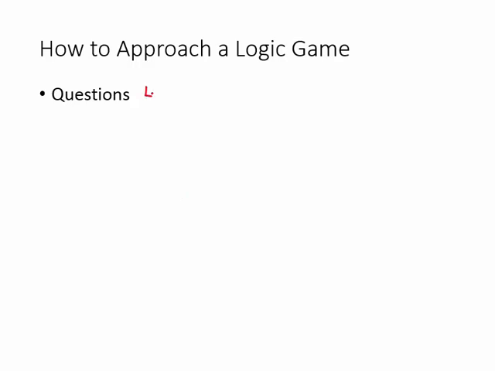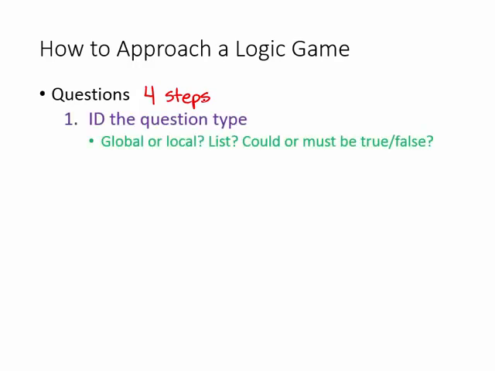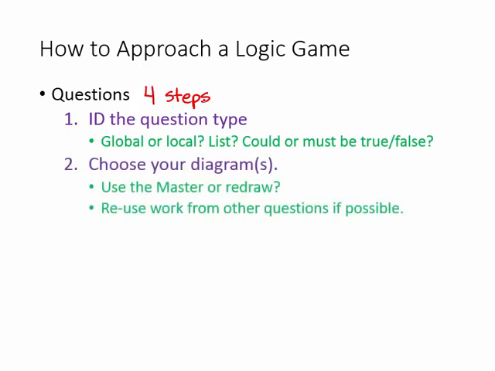And once again, questions have 4 steps to them. First is ID the question type. On a large scale, is it global or local? And on a smaller scale, is it a list question or a could or must be true false question? The reason why this is important is because in step 2, we're going to choose our diagrams. And the type of diagram that you choose, meaning the master diagram or redrawing a question-specific diagram, is going to depend largely on the question type.